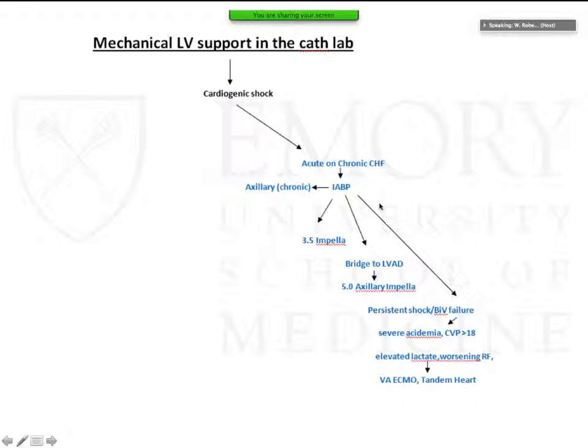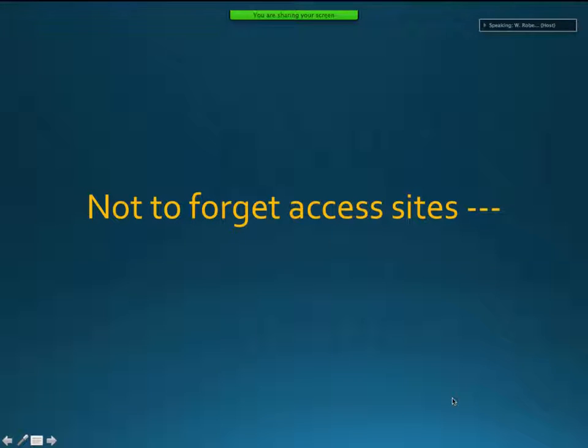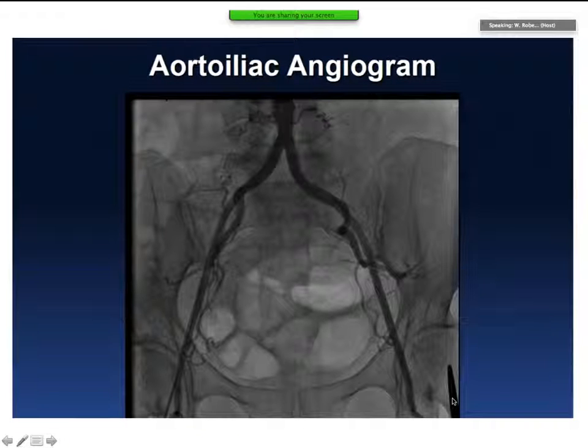If the patient deteriorates despite all this, with persistent shock and biventricular failure, severe acidemia, CVP greater than 18, elevated lactate, or worsening renal failure, I think you should go to a VA ECMO or TandemHeart. Finally, not to forget access sites. These require that the patient has good leg arteries, okay? If you don't have these, you cannot really access these large-bore devices.